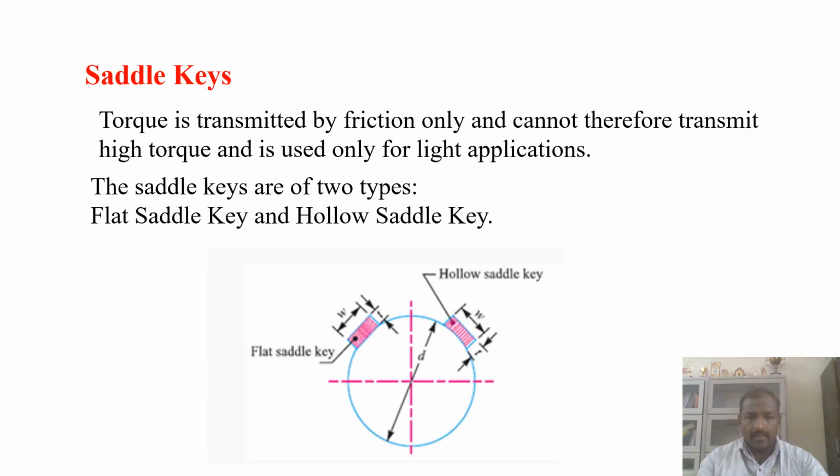In the saddle key, the torque is transmitted by friction only and cannot therefore transmit high torque, and it is usually only for light applications. The saddle keys are used for only light applications. There are two saddle keys available: one is the flat saddle key and another is the hollow saddle key, which is shown in the figure.